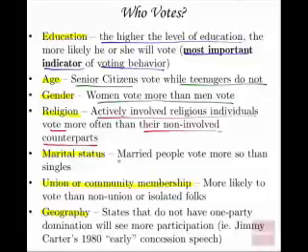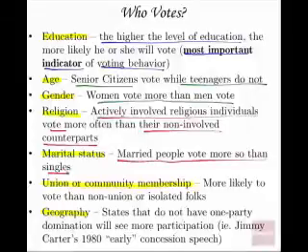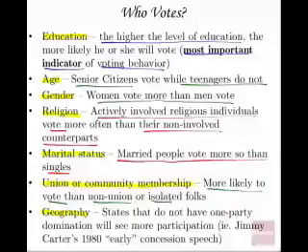Again, marital status, same idea. Married people vote more so than singles. Maybe married people care more about what happens to society than someone that's single. And so that's a factor. Union or community membership. They're more likely to vote than non-union or isolated folks. So again, people surrounded by community with like-minded individuals are more likely to vote than someone who's not a union member and isolated from society.